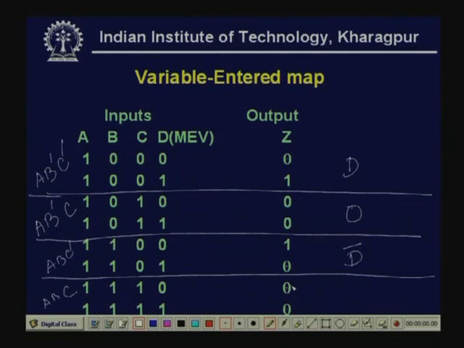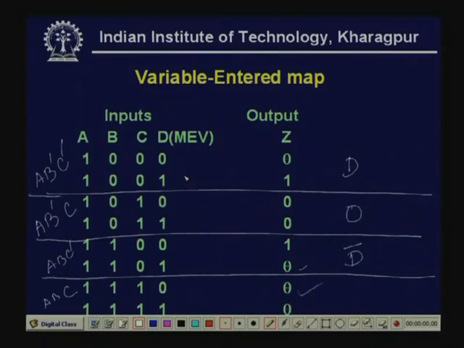Here I have written theta, which means this is actually don't care. Here also I have taken theta, theta means this term will not appear. So whatever be the case, it will not matter. Now, if we summarize this truth table, from what we have studied, for each term consisting of ABC, we see how the output Z depends on D.